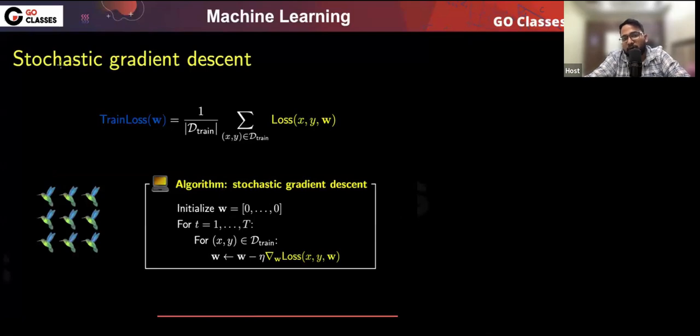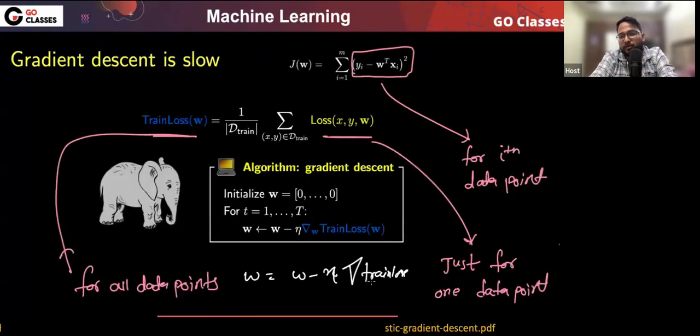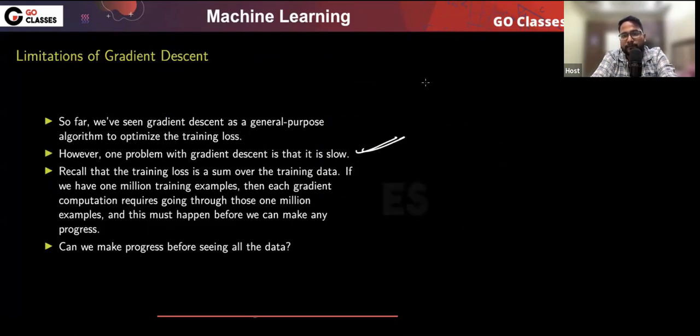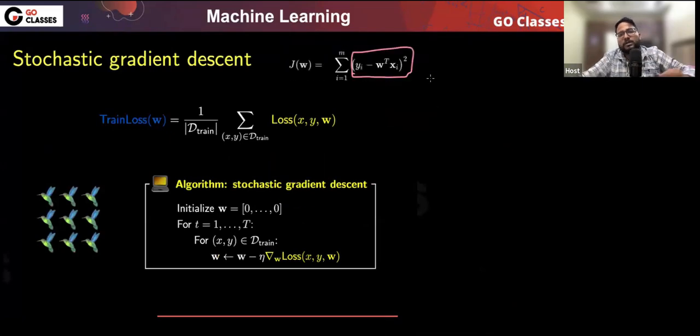Okay. And that's where stochastic gradient descent comes in, which is a little different from gradient descent. If you observe the difference between stochastic and gradient descent, it will be very clear by looking at this formula. Let's just call the quantity inside, just for one data point, the loss, right? Just for one data point.